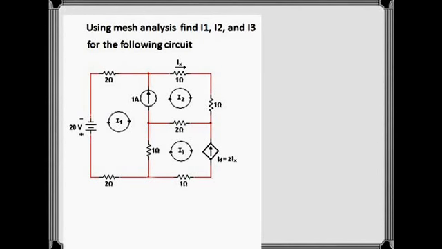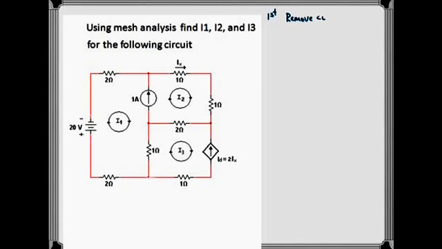In this problem, we need to find I sub 1, I sub 2, and I sub 3 using mesh analysis. In order to perform mesh analysis, we need to check the circuit and see if we have any current sources. We can see that we have two current sources that need to be removed. First, we need to remove the current sources.